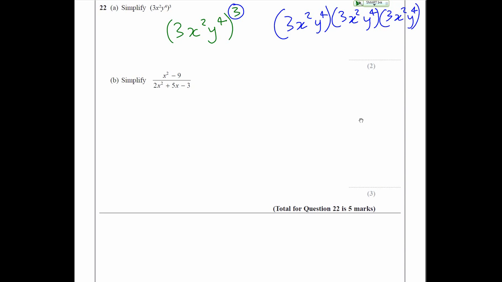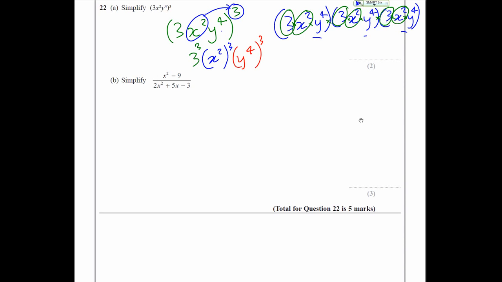Now, what you can actually do, because this is all multiplied, once you've expanded it out, you do not need the brackets anymore. It's just everything times together, which means you've got 3 times by itself 3 times, which happens to be 3 cubed. X squared times by itself 3 times, which happens to be x squared cubed. And y to the 4 times by itself 3 times, which happens to be y to the 4 cubed.